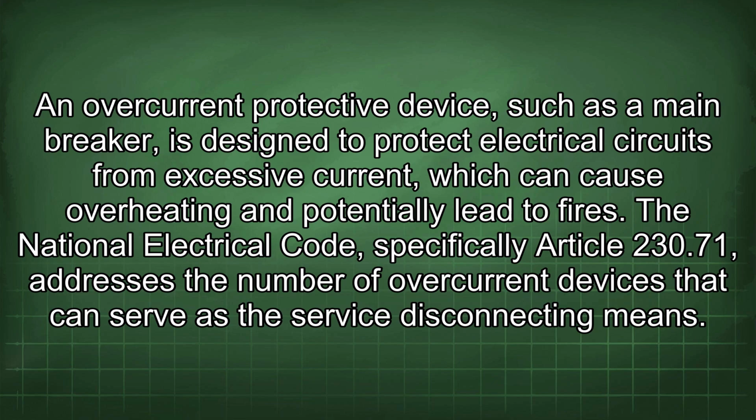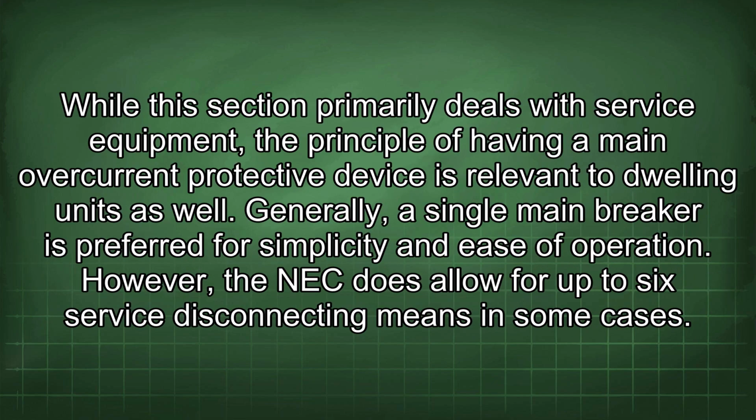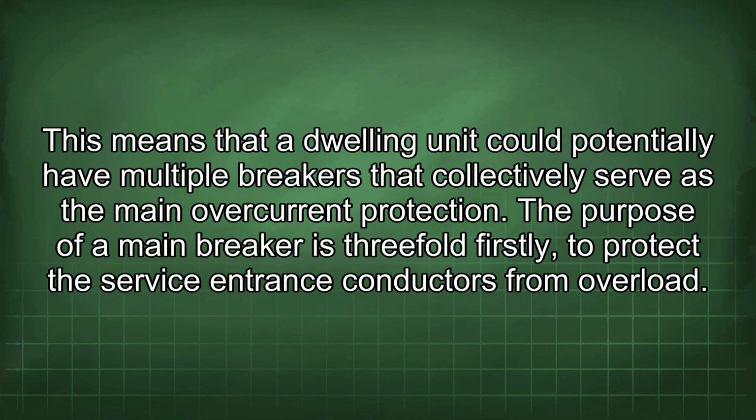The National Electrical Code, specifically Article 230.71, addresses the number of overcurrent devices that can serve as the service disconnecting means. While this section primarily deals with service equipment, the principle of having a main overcurrent protective device is relevant to dwelling units as well. Generally, a single main breaker is preferred for simplicity and ease of operation. However, the NEC does allow for up to 6 service disconnecting means in some cases. This means that a dwelling unit could potentially have multiple breakers that collectively serve as the main overcurrent protection.